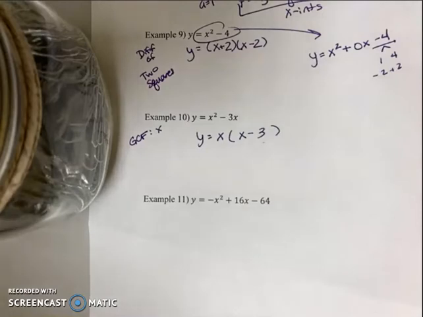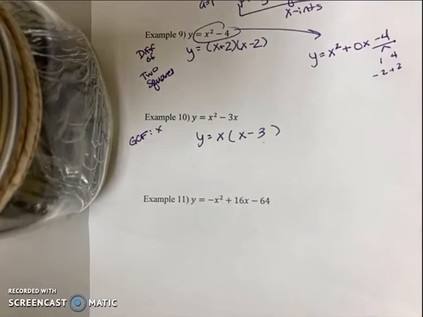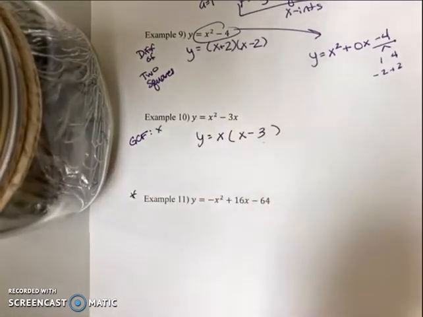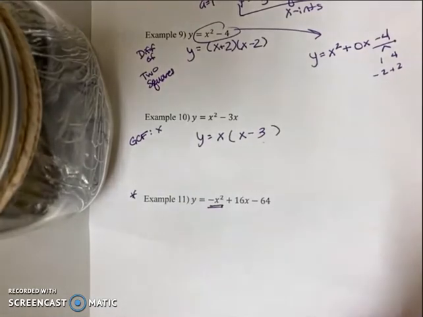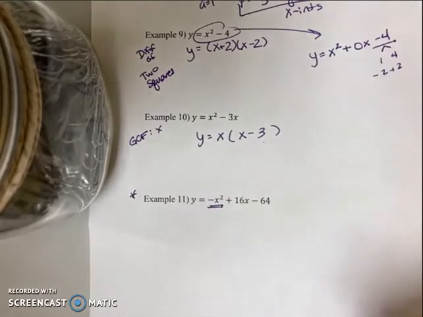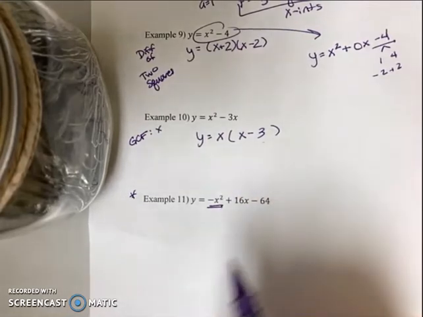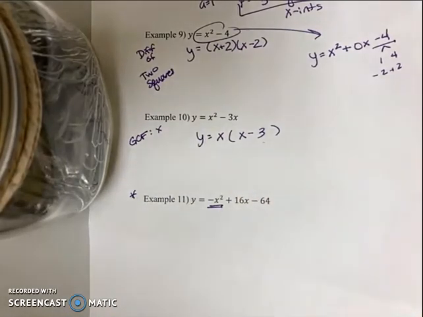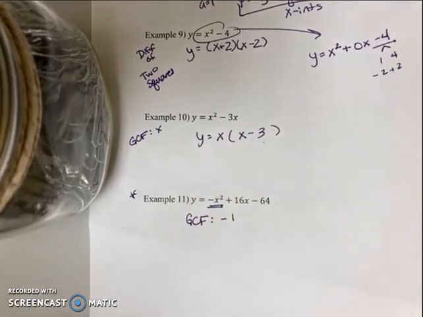And example 11. I put another one of these in here because, again, this is something that people struggled with, so I'm going to star it. We would like to have the first term be positive. In this case, it is not. So I need to pull out a negative GCF. And all of these terms, the numbers don't have a GCF greater than 1. So I'm just going to pull out a negative 1.